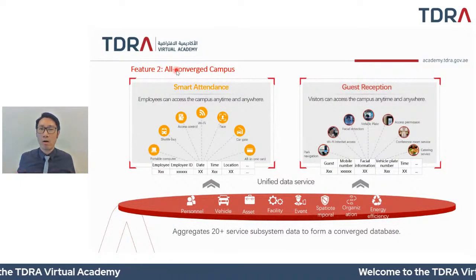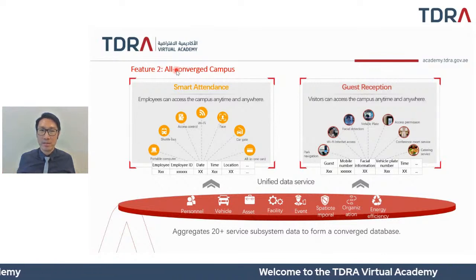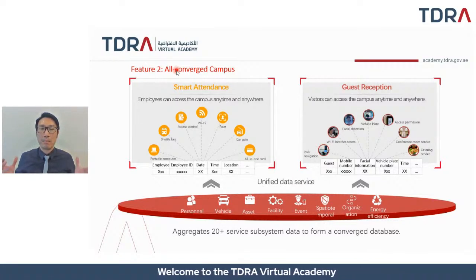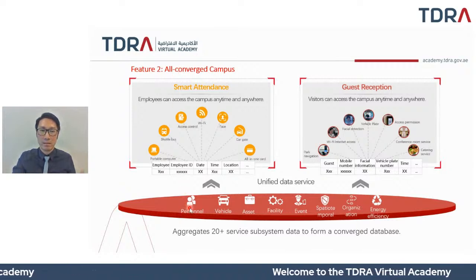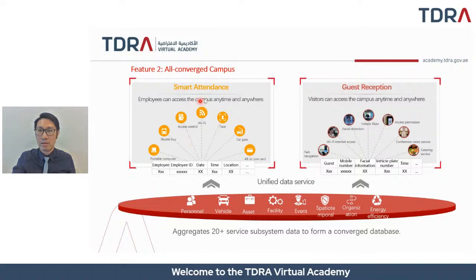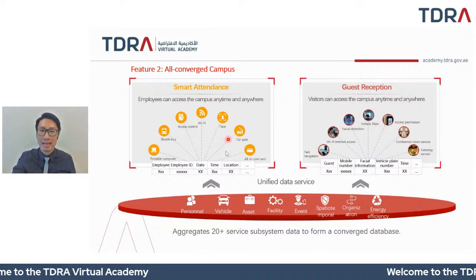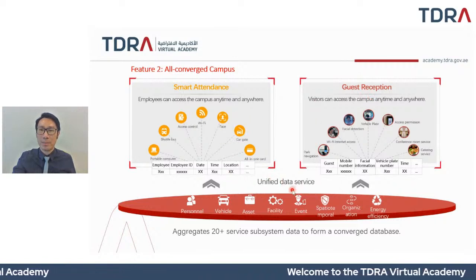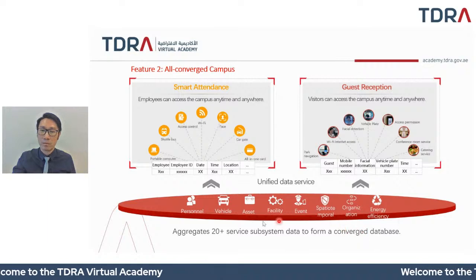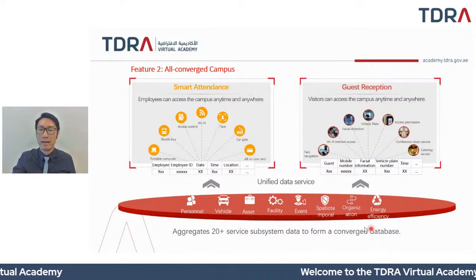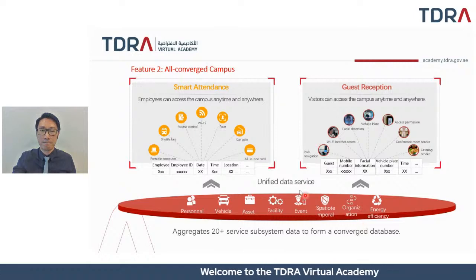And we need an all-converged campus. What it means is we need a single platform or single database for all our services. For example, we have the service for attendance and also guest reception, and we will put them in the same database. And we can provide intelligent service based on this database. So all subsystem data will be under one converged database.